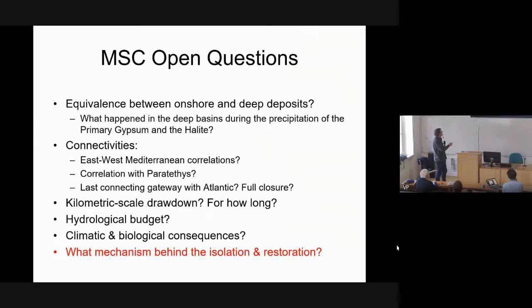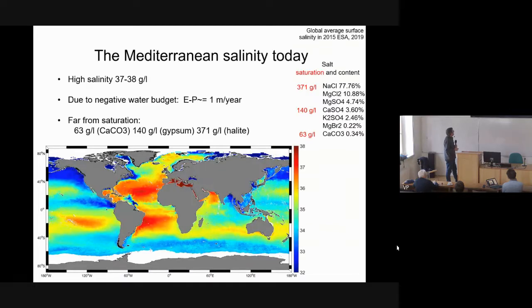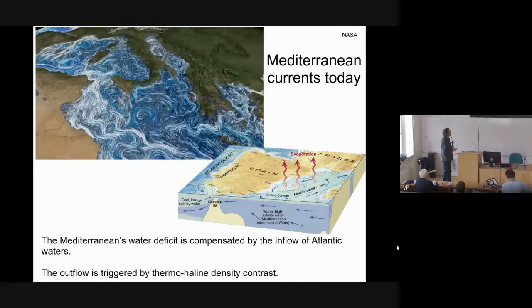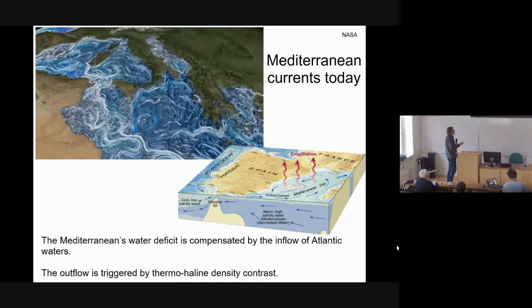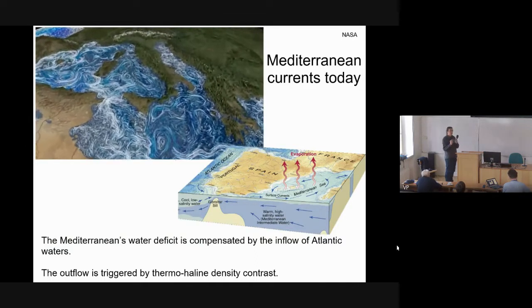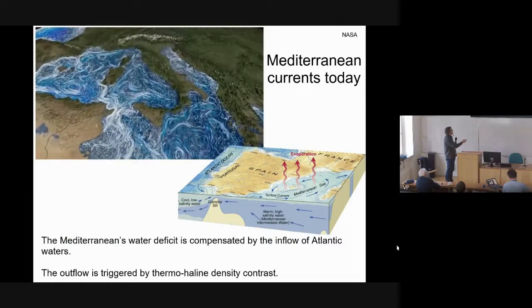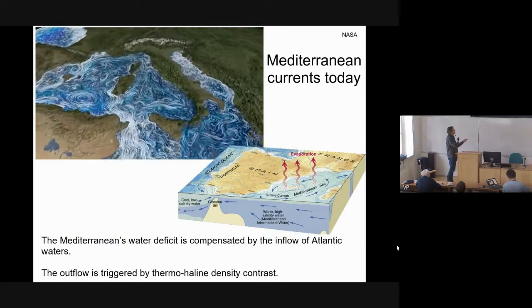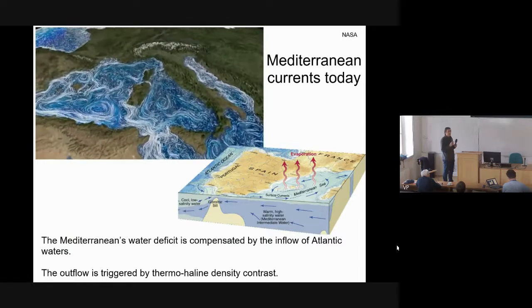What are the mechanisms responsible for this isolation of the Mediterranean and the later restoration of normal marine conditions, because everything ends pretty sharply. All right, so about the mechanisms, what could cause this isolation? Clearly, the Mediterranean is a high salinity sea today, but this salinity is not even close to precipitation of any salt contained in the sea. In order to isolate the Mediterranean, you need to narrow the Strait of Gibraltar. If you had the same configuration as today, you need to narrow it until you block enough the outflow of the dense high salinity waters that go into the Atlantic. That's the important thing, more than the inflow.